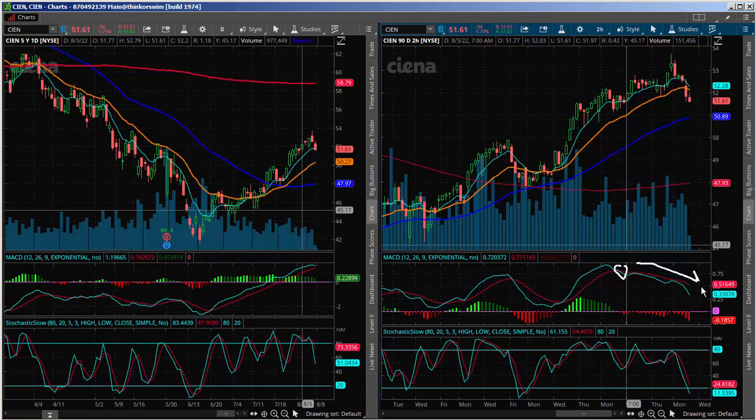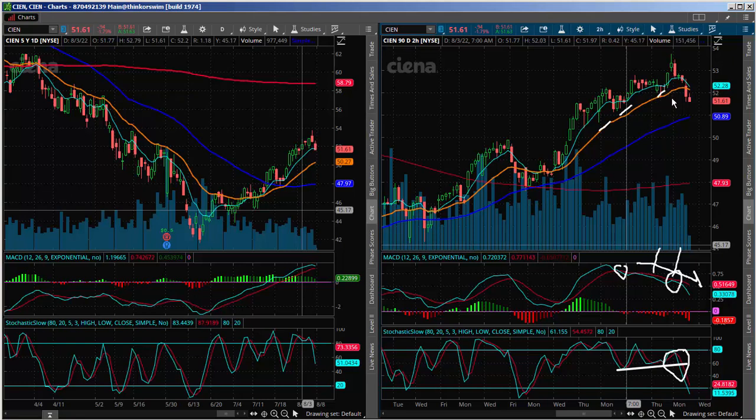There was an attempt to move up there, which failed. There was an attempt to move up there, which failed, and then the stochastic broke down. So the combination of the stochastic breaking down here with the MACD trying to curl back up, failing there, is a definite warning. You have support from the 21 here, here, and here.